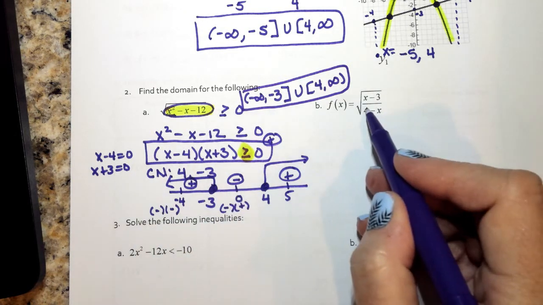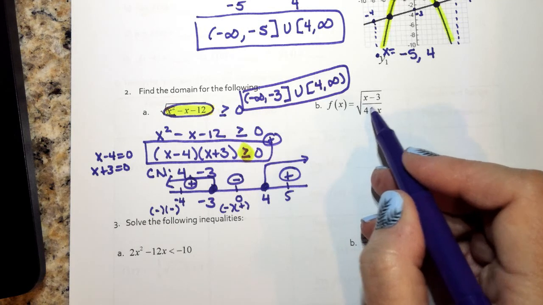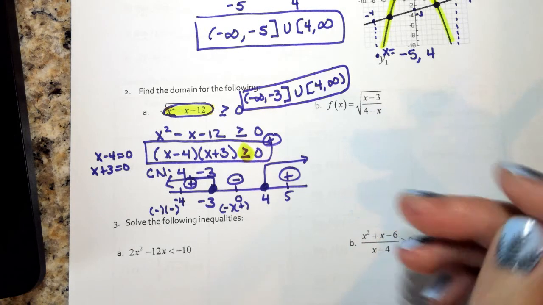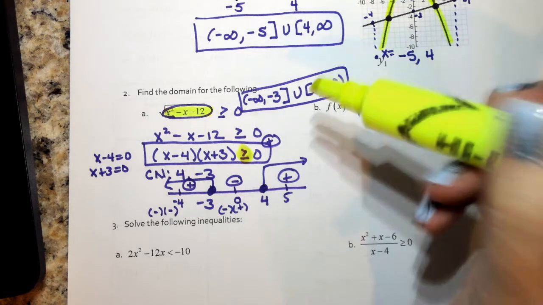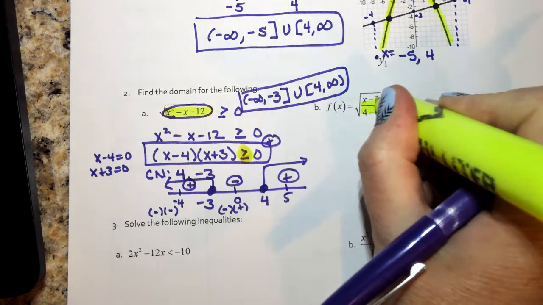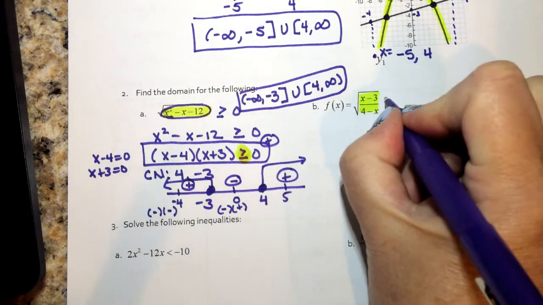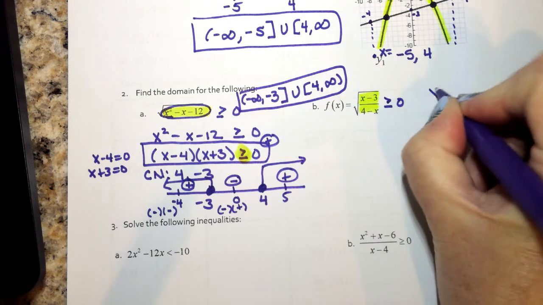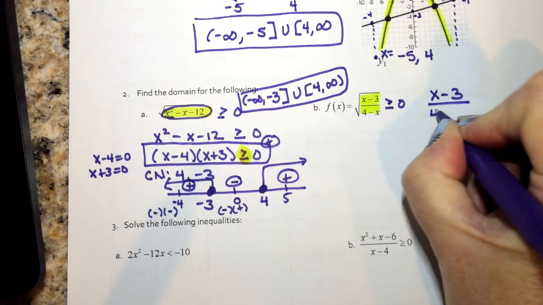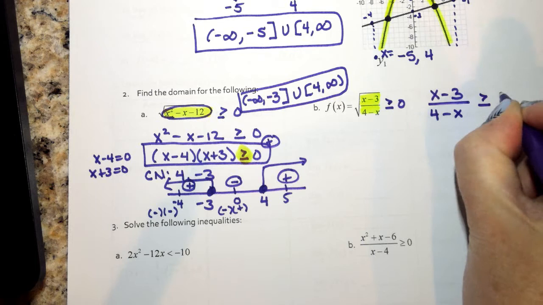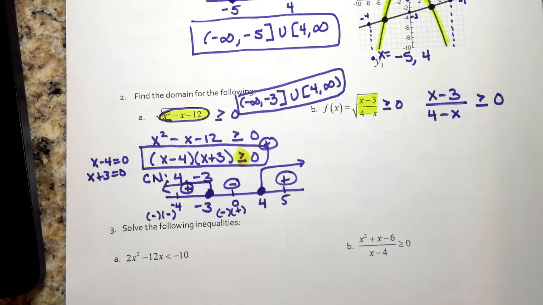So here's another question asking about domain, and notice you have a square root function. So just like we did in 2a, what you need to do is take whatever's underneath that square root, and we need to make it greater than or equal to 0. Because we want to find the values for x that would give us a positive number underneath the square root.